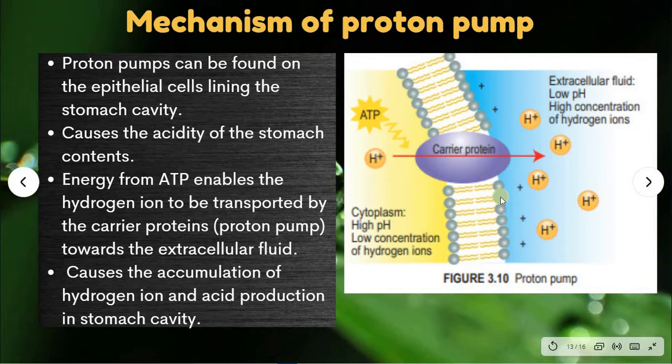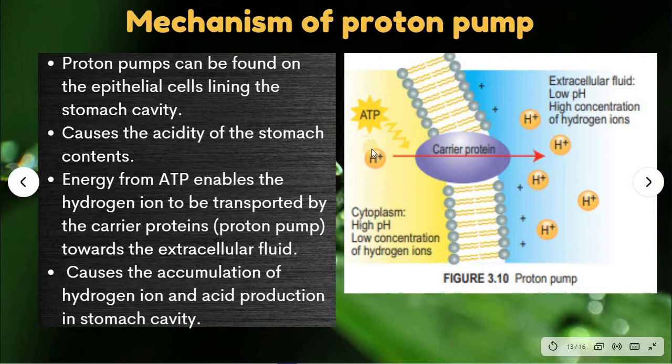Take a look at the diagram here. This is the cytoplasm. As we can see here, there is a low concentration of hydrogen ions inside the cytoplasm.